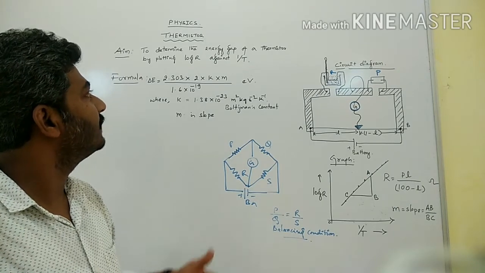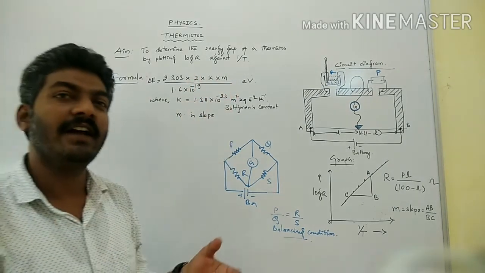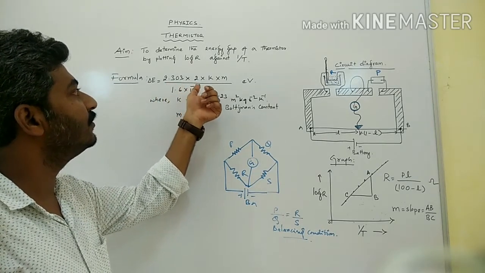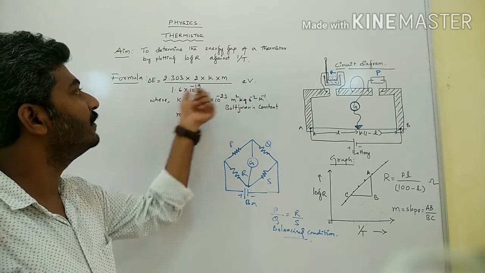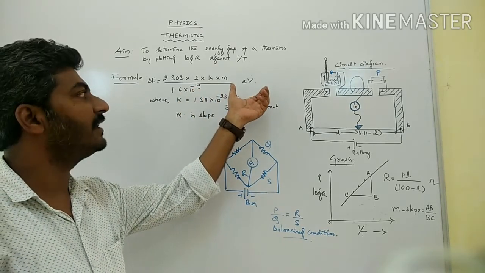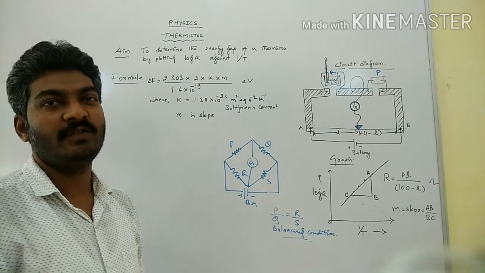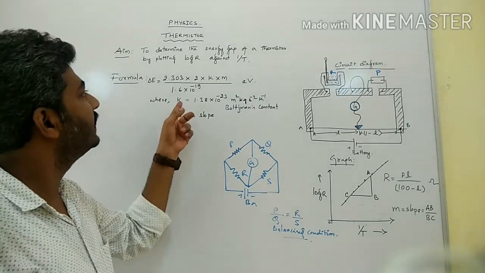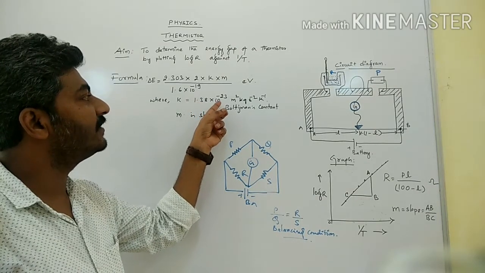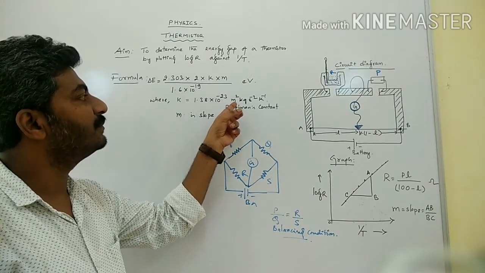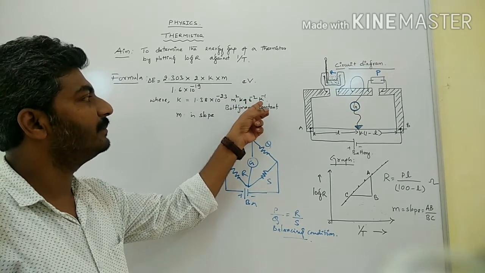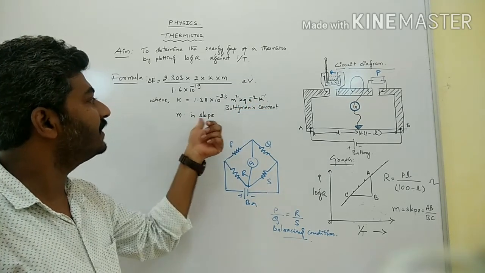Here the formula used to find the energy band gap is delta E = 2.303 × 2 × K × m / (1.6 × 10^-19). The unit for energy band gap is electron volt, where K is the Boltzmann constant, 1.38 × 10^-23 m² kg per second square per Kelvin, and m is the slope.